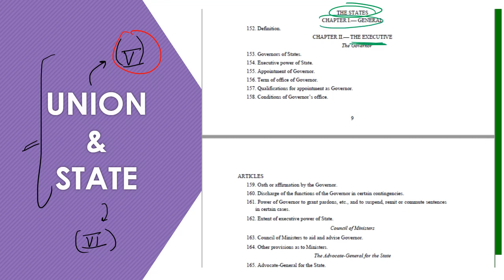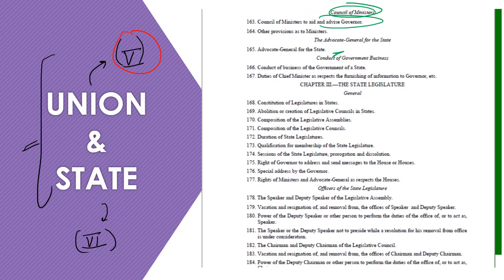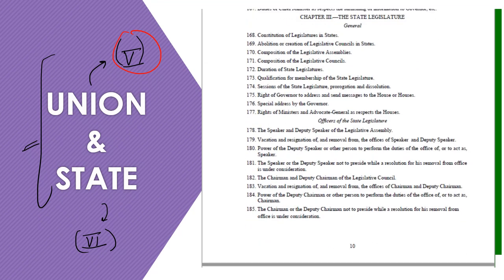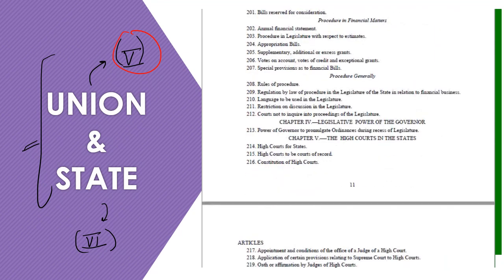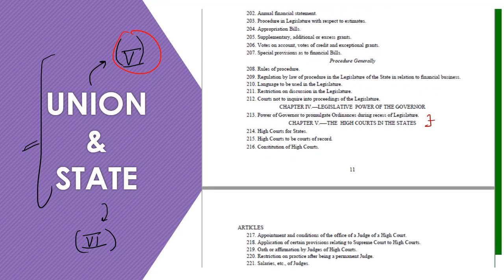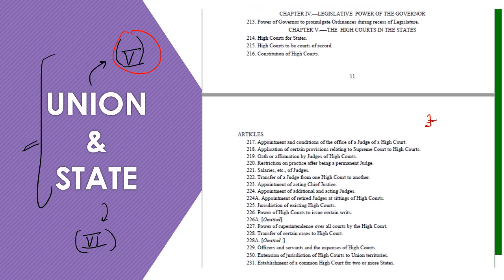Again, you see the executive, and this time the executive is the governor. Going down further, you see the state legislature, like we said. We've seen the state executive, now we've seen the state legislature. I'll scroll down further. And here you have the legislative power of the governor, which we just saw for the president as well. And here you can see the high courts in the state. So this is the state judiciary.